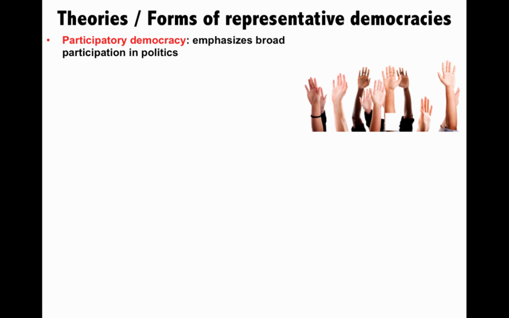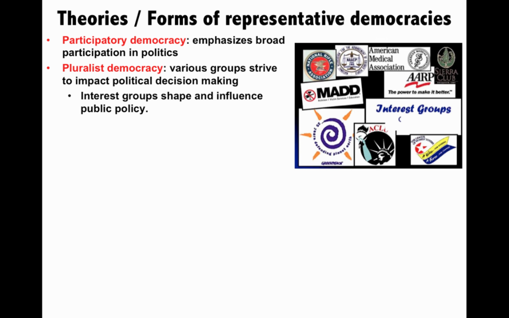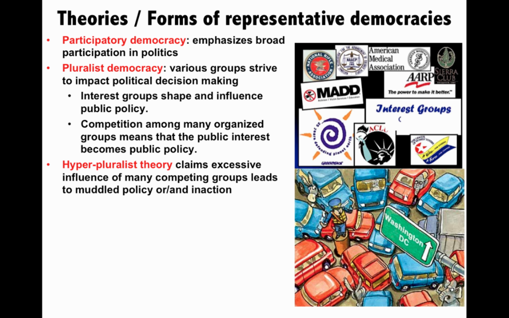Now some theories or forms of representative democracies. On one hand, you have participatory democracy, and this emphasizes broad participation in politics. Pluralist democracy is so various groups strive to impact political decision making, and in this system, interest groups shape and influence public policy, everything from the NRA to different labor unions. Pluralists claim no group can dominate in this system because all groups have equal access to the institutions that make decisions. So that's an important piece of that. And through this process, competition among many organized groups means that the public interest becomes public policy. That's the idea.